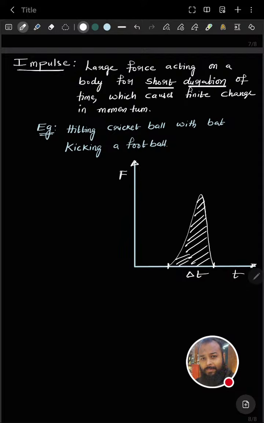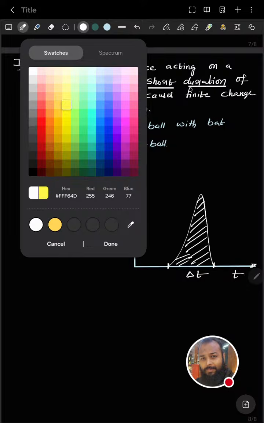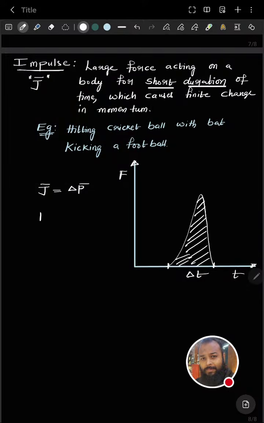So impulse is indicated with the symbol J. It is actually J bar. Okay, it is a vector quantity. So impulse is basically J bar is equal to delta P bar. So how do you calculate delta P bar, sir? Observe this one. We all know that force is equal to dP by dt. Perfect.